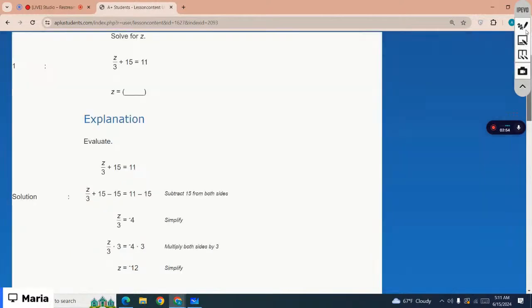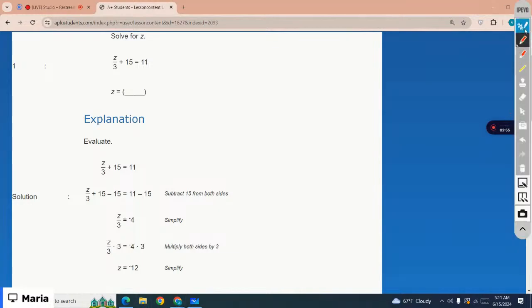The first thing is 15 is being added on this side. You have to isolate the variable z, so you need to subtract 15 from both sides. So 15 minus 15 is 0. You are left with z by 3 equals -4. Now you have to remove that 3, so you need to multiply both sides by 3, that equals -12. Got it? Okay, let's just start with the test questions.